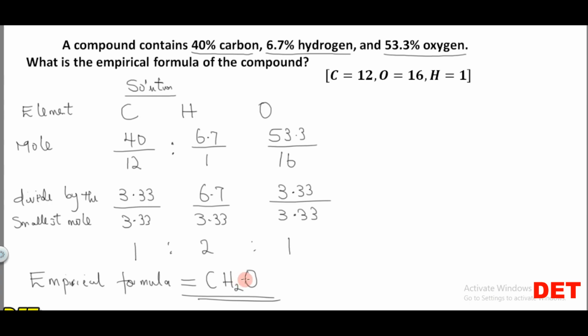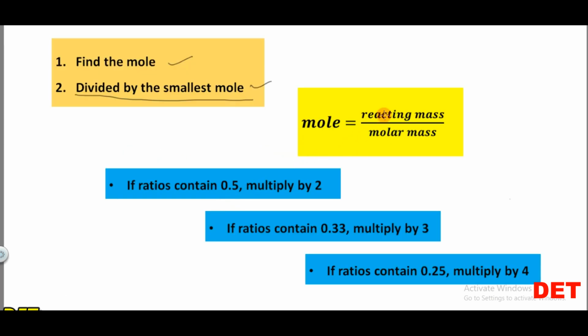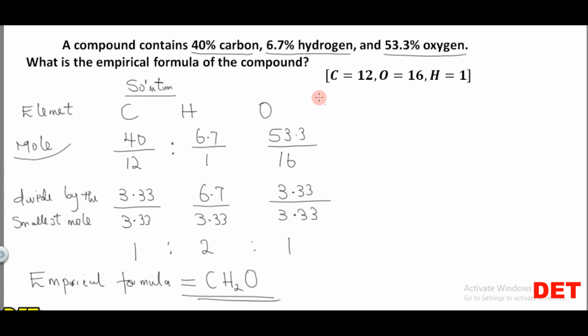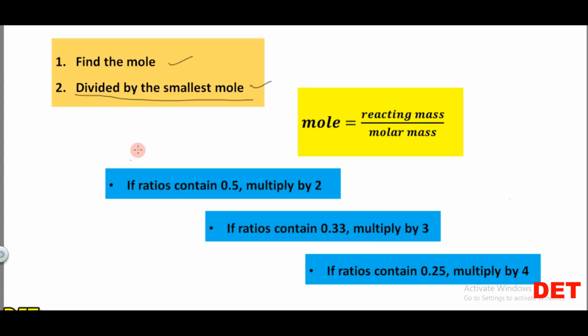It's a very simple and straightforward question. The major thing you should note whenever you are solving any question on empirical formula is that there are two things you need to do. Number one is to find the mole of each of the elements, and you know that mole is equal to reacting mass over molar mass. Your reacting mass is the percentage of each element, and your molar mass is the relative atomic mass of the elements. Then after finding the mole, you divide by the smallest mole. So basically, there are two things you do: find the mole, and then divide by the smallest mole.